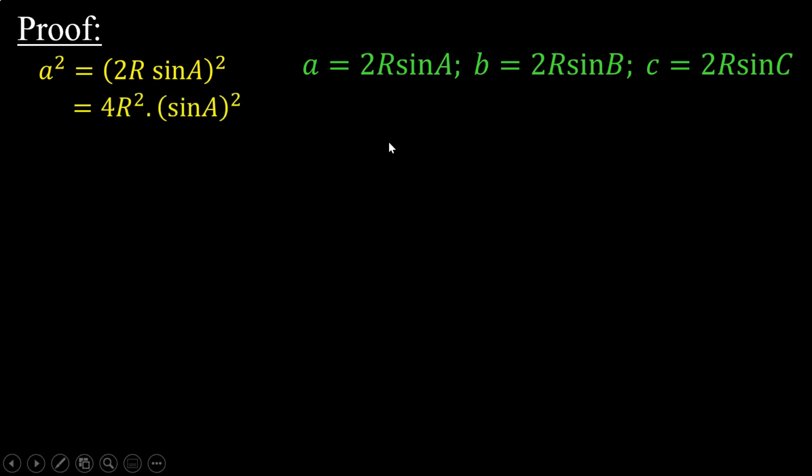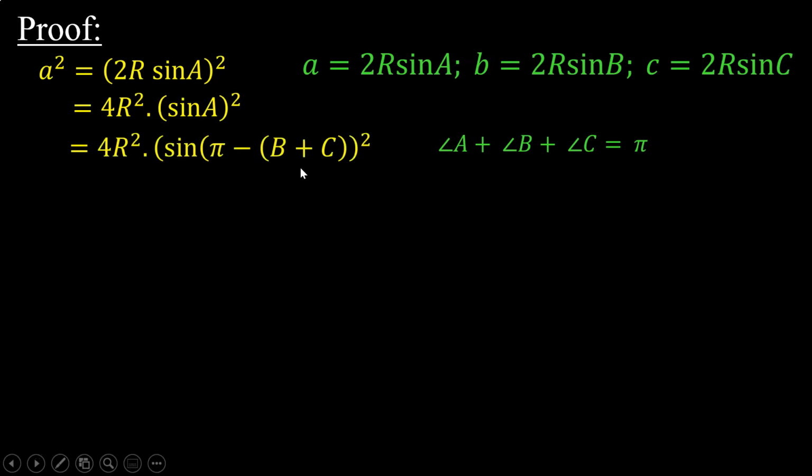Now in a triangle, we know that the sum of angles is 180, so A plus B plus C is 180. So replacing angle A with pi minus (B plus C), we get sine of (pi minus (B plus C)) whole square. Now this can be written as sine of (B plus C), because we know sine of (pi minus theta) is the same as sine theta. So this is (sine of (B plus C)) whole square.